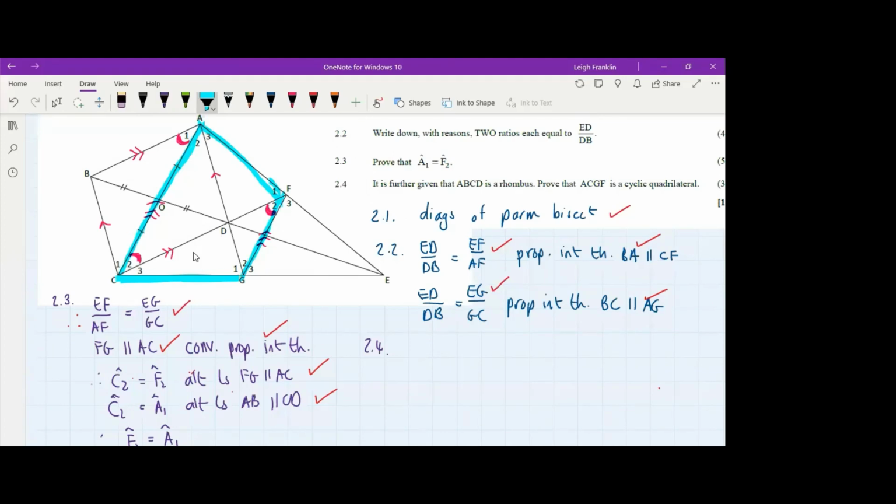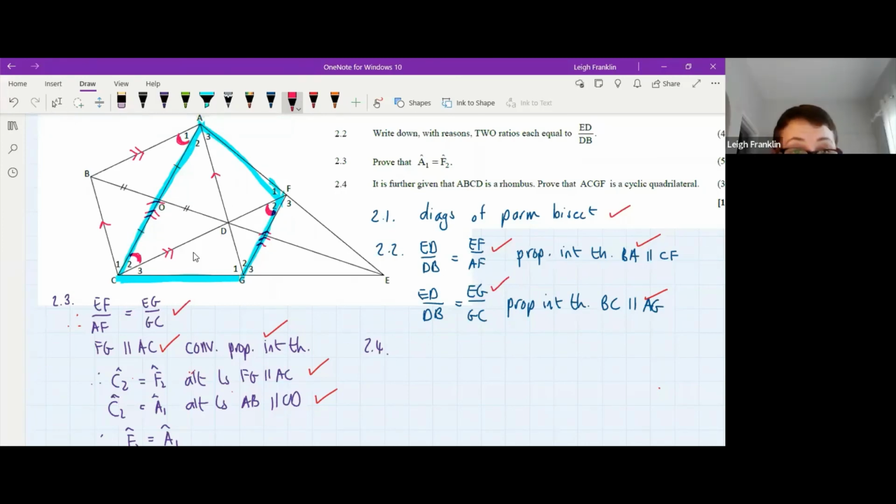Yes, ma'am. What jumps out at you, Cassandra? Can I say that angle C2 is equal to angle G2 because of angles in the same segment? Okay, angle C2 would be equal to angle G2 if G2 was equal to C2, that would be true. But because we're proving a converse, we can't use the fact that it's cyclic to prove that it's cyclic. So we've got to arrive at that by some other means.